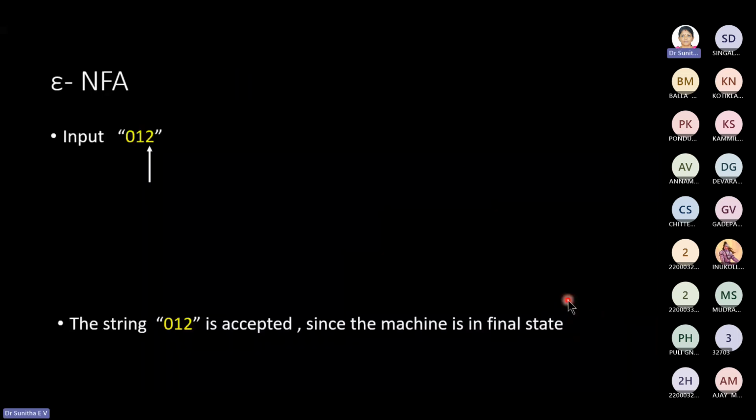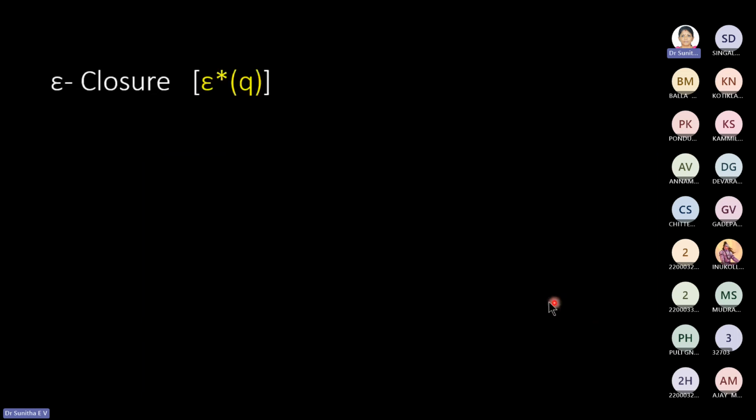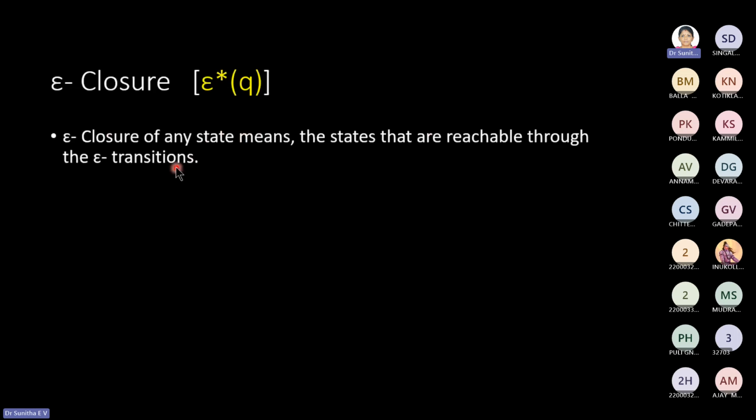And the next concept we need to learn is epsilon closure. If we have epsilon transitions in a machine, we can write the epsilon closures. The representation is epsilon star. What does epsilon closure mean? Epsilon closure of any state means the states that are reachable through epsilon transitions. That means we consider only epsilon transitions. From one state, if I take epsilon transitions, which states can I reach? That is what epsilon closure means.